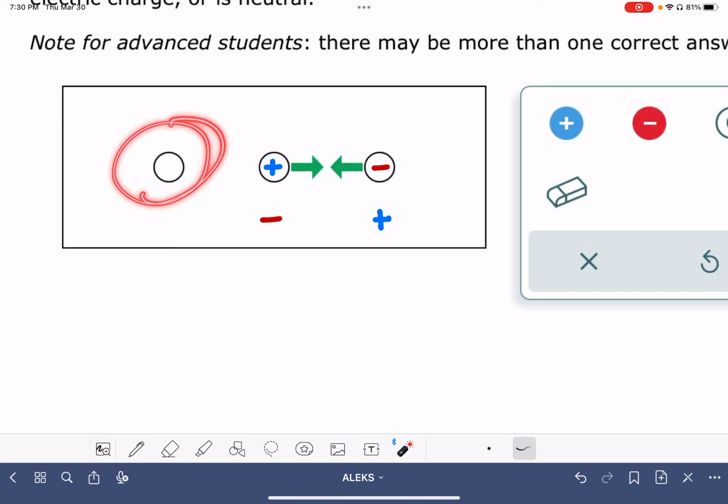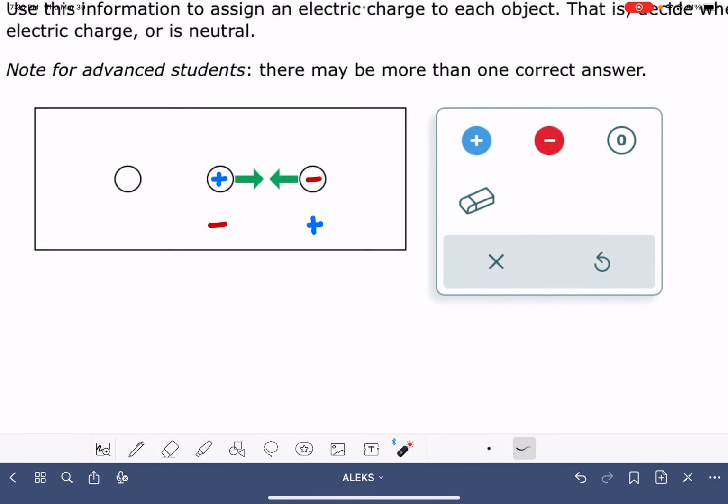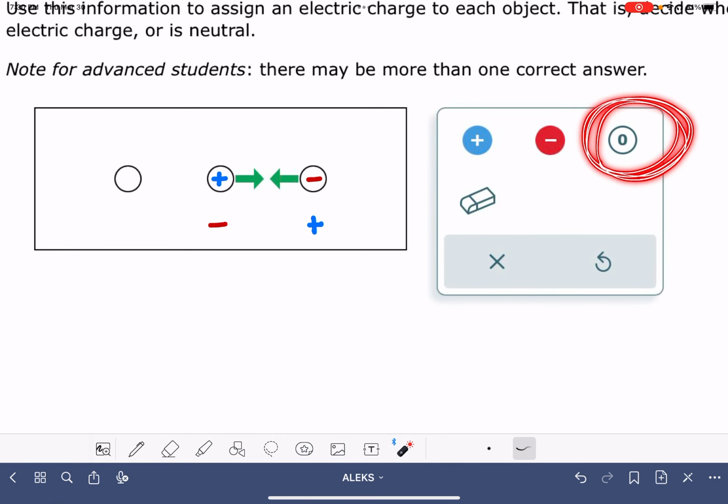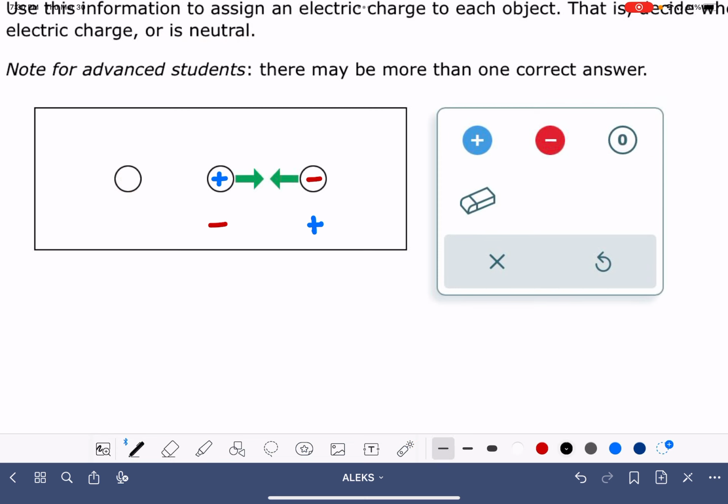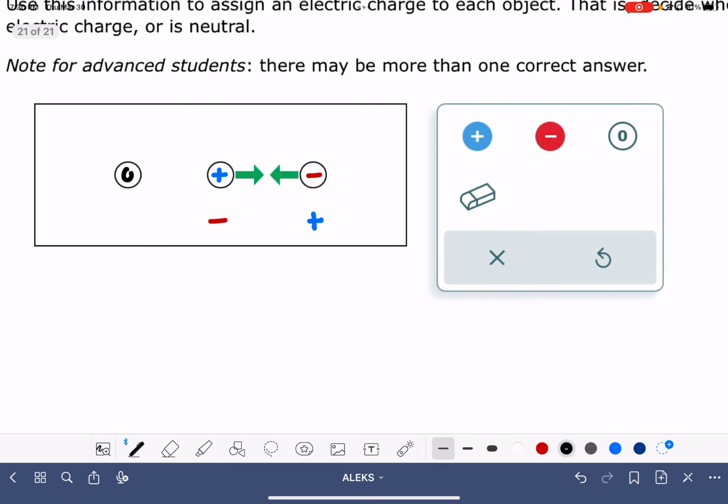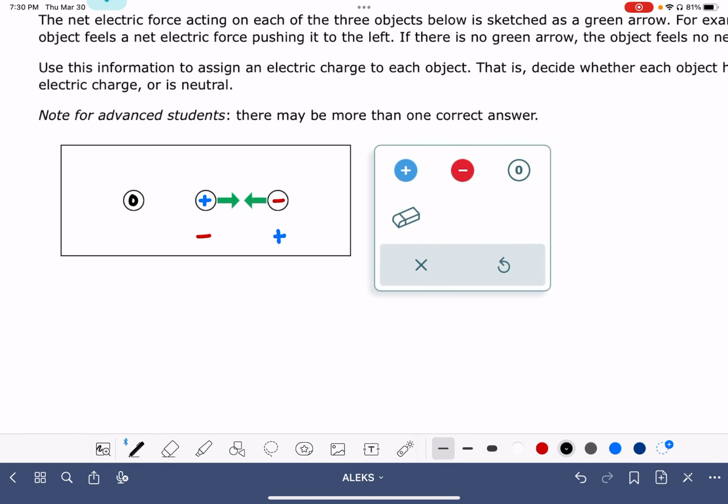This little guy over here has no arrow associated with it at all. That means that it is neither positive nor negative. And we've got this button over here that we're going to use to indicate an object that is neutral, not charged. So you're going to click on this, and then you're going to click over there, and it is just going to put that 0 inside the circle to indicate that there's no charge on that object. Now that is the only option for this object. It has to be 0.